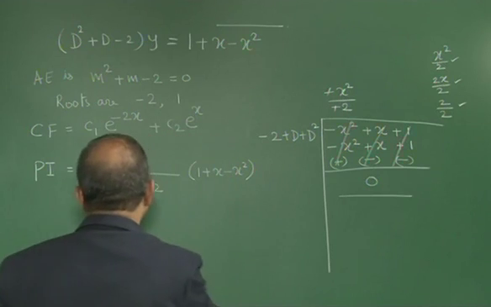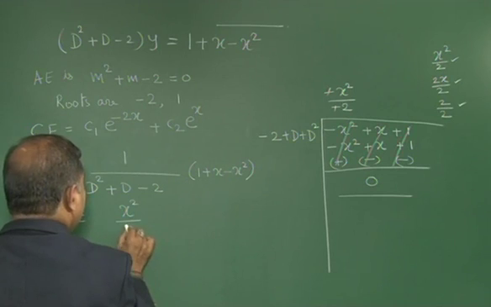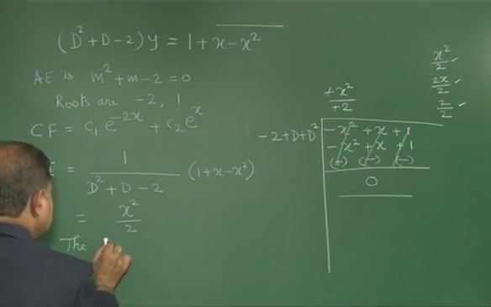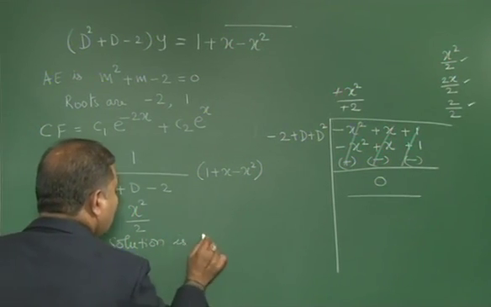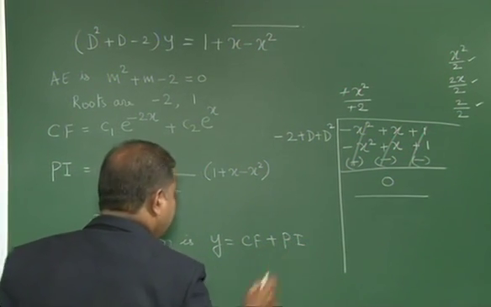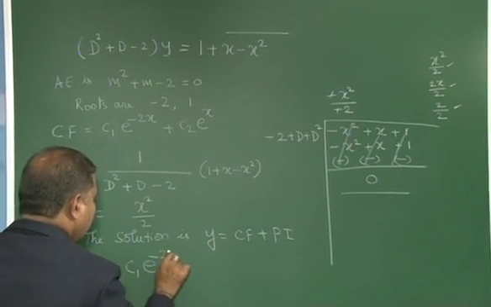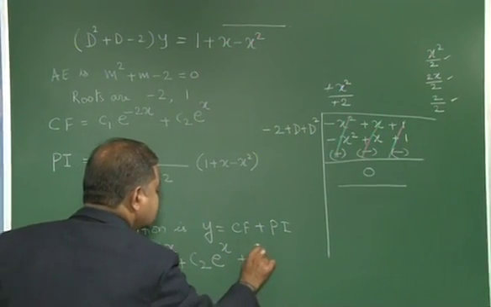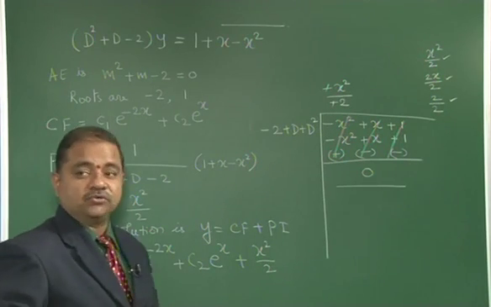So what is your particular integral in this problem? It is only x square by 2. Therefore, what is my solution? The solution is y is equal to CF plus PI, that is y is equal to C1 e power minus 2x plus C2 e power x plus x square by 2. That is the complete solution.